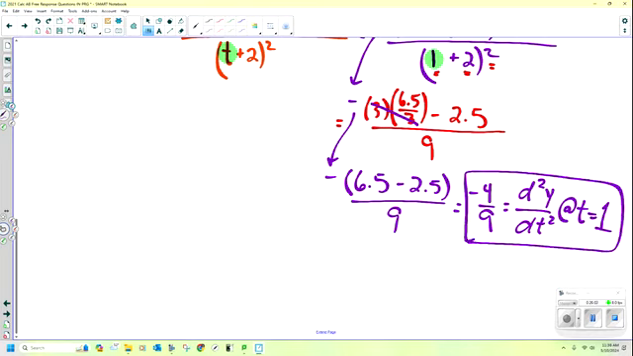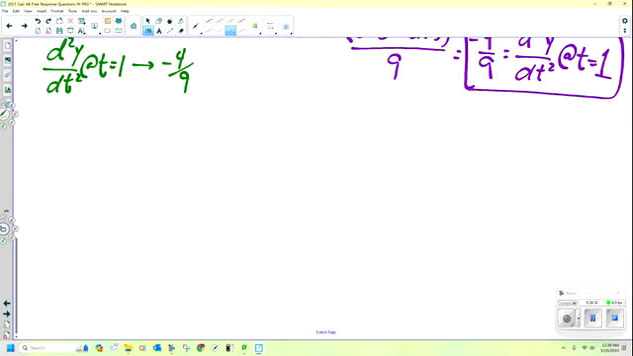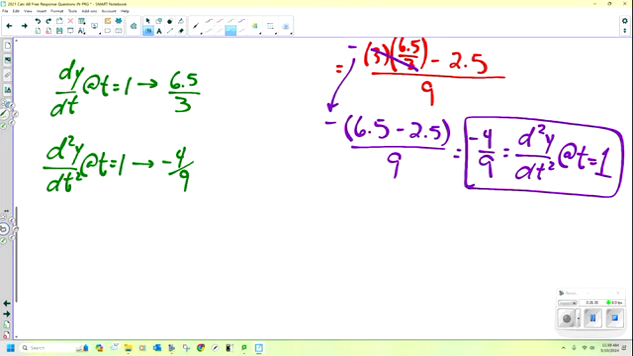Okay, so let's take a look at these two. My first derivative at time equals 1 was 6.5 over 3. My second derivative at time equals 1 was negative 4 over 9. So are we increasing or decreasing? We were increasing. This was going up. But when this negative affects it, it flips it, it is coming back down. Okay? So I'm going to say decreasing.